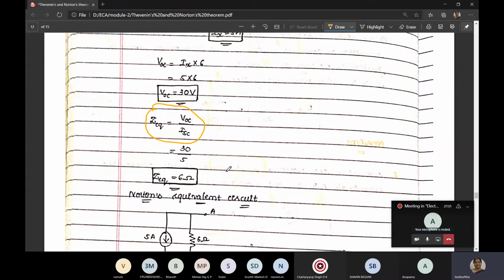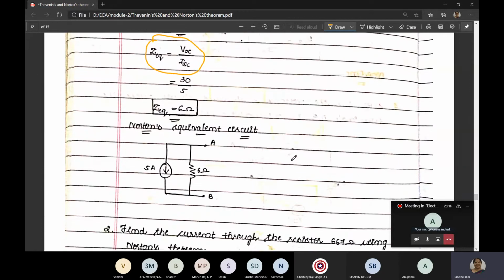But when we have a dependent source, you have to go with the formula Z equivalent is equal to VOC by ISC. So wherever there is a dependent source, you have to use both the theorems. You have to use Thevenin's theorem and find open circuit voltage, and Norton's theorem and find short circuit current. Both the theorems should be used to find Z equivalent. So Z equivalent is 6 ohm now.